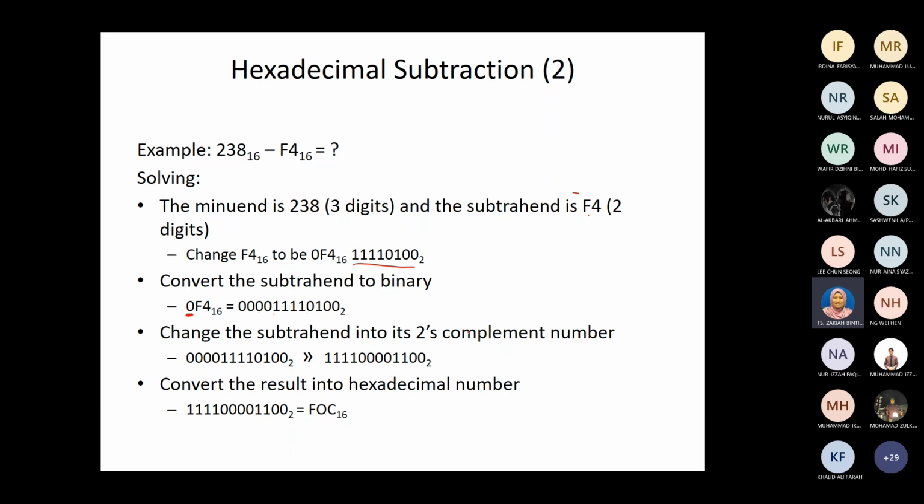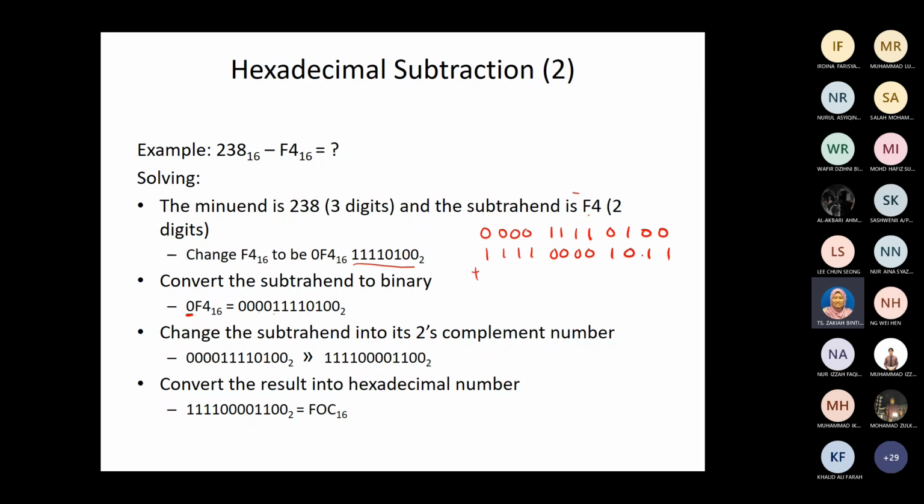Then we want to convert into 2's complement, so that it will become a negative number. So change the subtrahend into its 2's complement number. Let's do it from the start. And then change it to first complement.